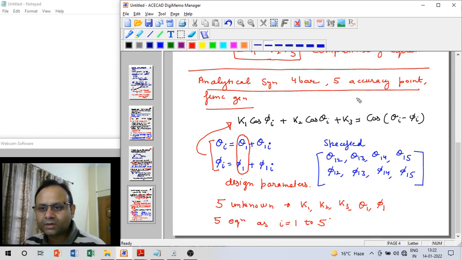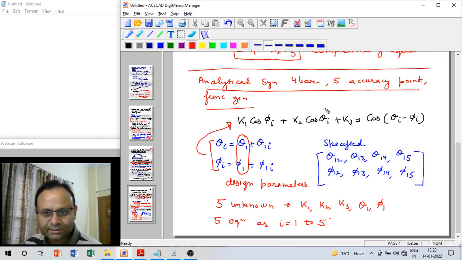The number of accuracy points is equal to the number of design parameters, and we introduce additional design parameters in some way so that we can do the synthesis. Now let me ask you the question, is it possible to do 6 accuracy point synthesis? And the answer is no. Because this is the minimum you'll have to specify, you cannot introduce another design parameter in these equations, so you cannot go beyond 5 accuracy point synthesis.